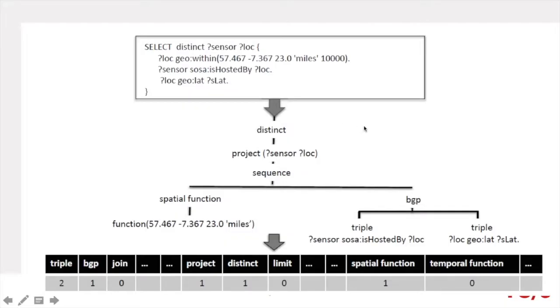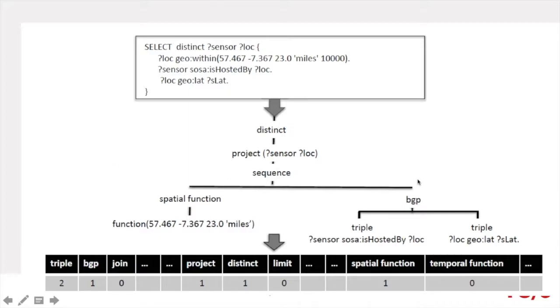As an example, this is a query, and we count these terms, these keywords, and then give a vector. For example, they have some triple and BGPs, and if the other query has the same amount of the terms like this, then we can consider these two queries are similar.